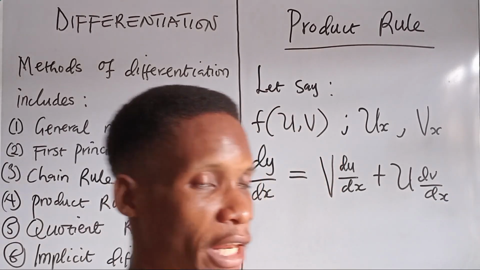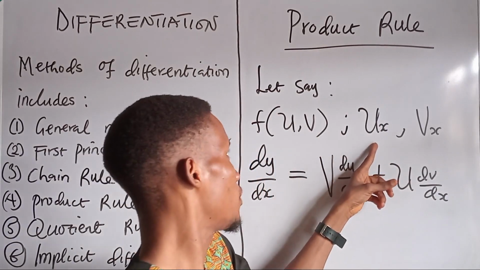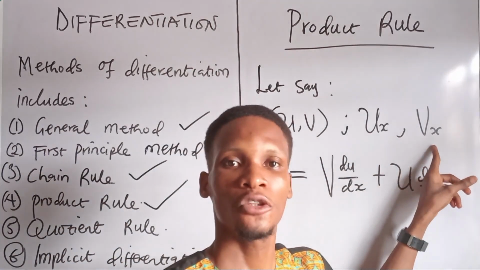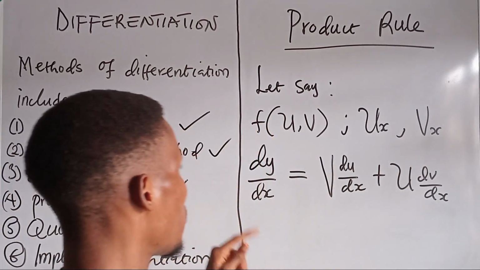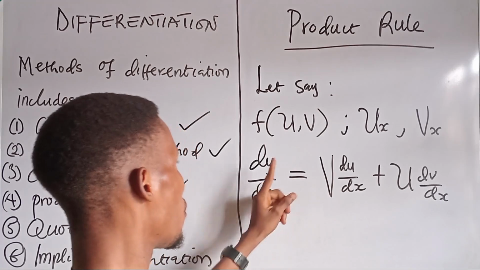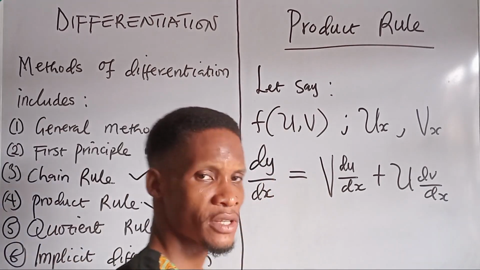So what do I mean here? I told you earlier on that u is a function of x, and v is also a function of x. So in this case, we have v du over dx, meaning that we are to find dy with respect to x.